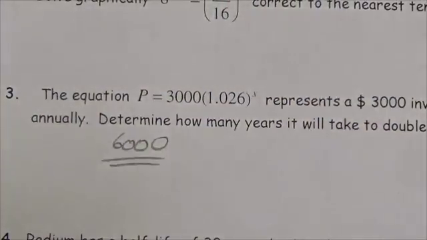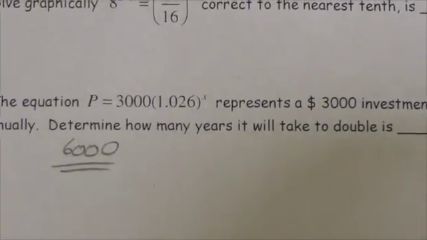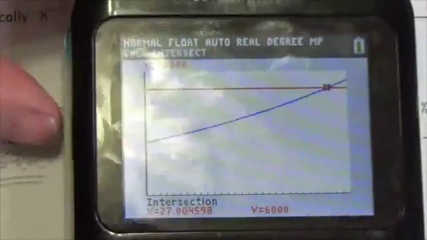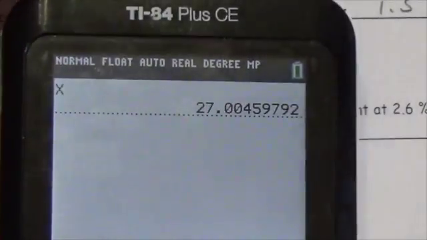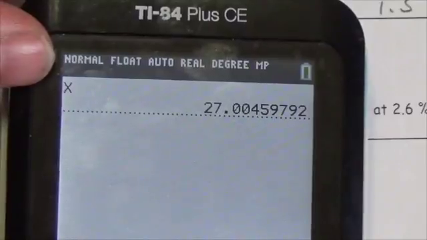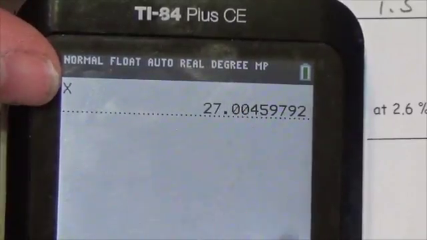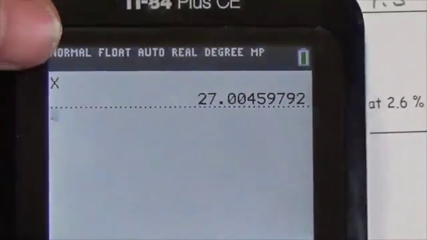27.00. Now, how many years does it take to double? It took just a hair, a tiny fraction, more than 27 years. When we take a quick look at that, let me quit and put x here so you can see that clearly. 27.004, so essentially 5/1000ths of a year to get to double the value here.